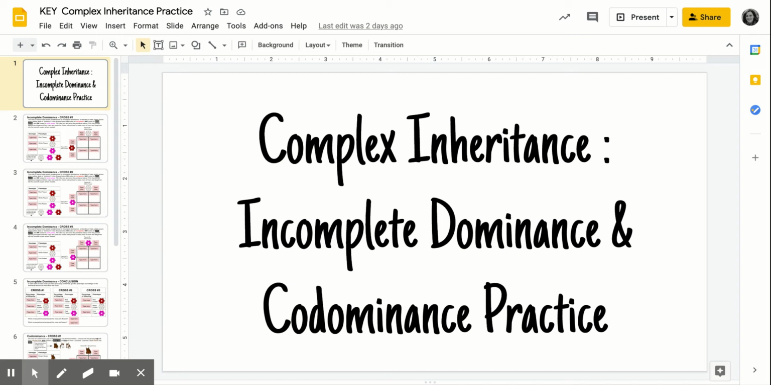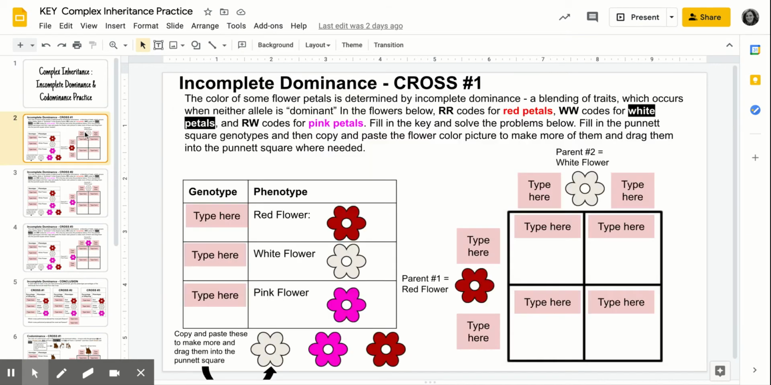Remember, incomplete dominance is a blend. They're incomplete without each other. And codominance is when both show up to the party. All right. So we're going to go ahead and start with an incomplete dominant cross. So I'm going to real quick read this to you and we'll go through it together.